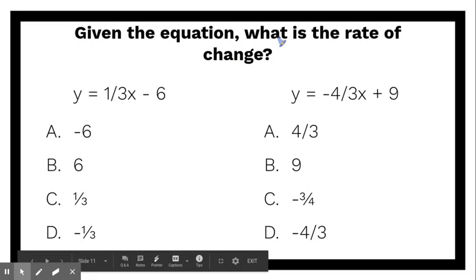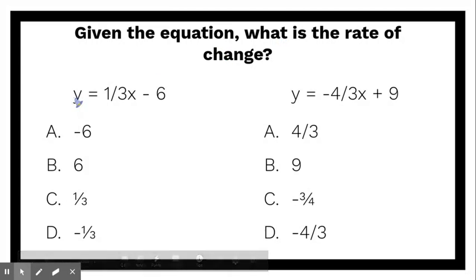Given the equation, what is the rate of change? Let's see, y equals 1/3 x minus 6. Remember what I told you: the number that's always with the variable, our x here, is going to be our rate of change. And it's not just this 3. It's a fraction, so it's going to be 1/3. So our answer is C, 1/3.